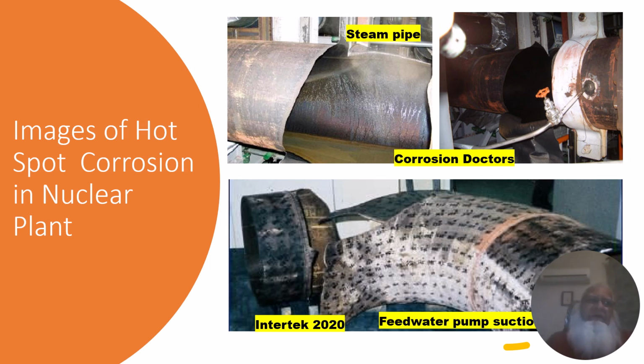This slide shows images of hotspot corrosion in the nuclear industry. The picture on top is a steam pipe which burst in service, and this picture is taken from Corrosion Doctors. The lower part is a feed water pipe suction line, which also burst in operation, and this picture is taken from Intertech 2020.